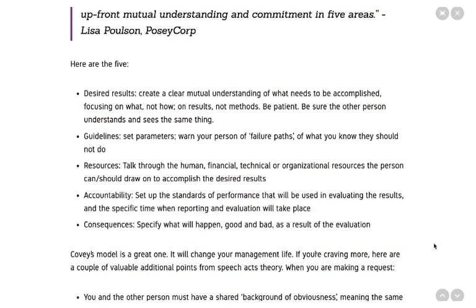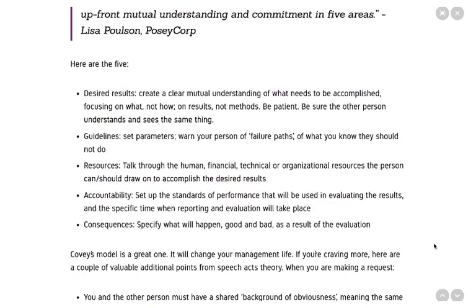Guidelines, setting parameters for people, warning them of the potential pitfalls and what they should know that they should not do. Resources, talking through the human, financial, technical, or organizational resources the person should and could draw on to accomplish the desired results. Accountability, setting up the standards of performance that will be used in evaluating the results and the specific time when reporting and evaluation will take place.